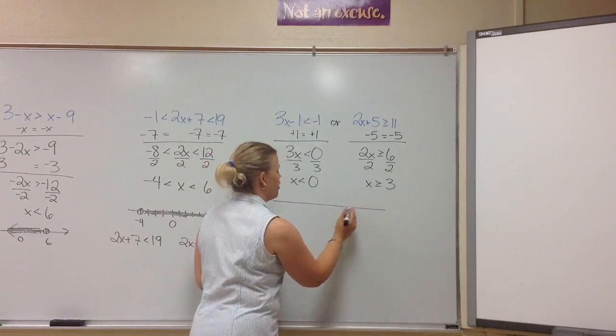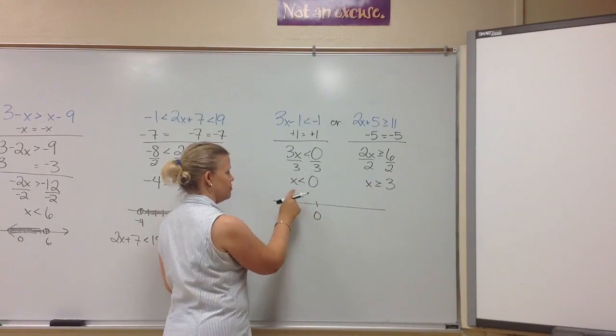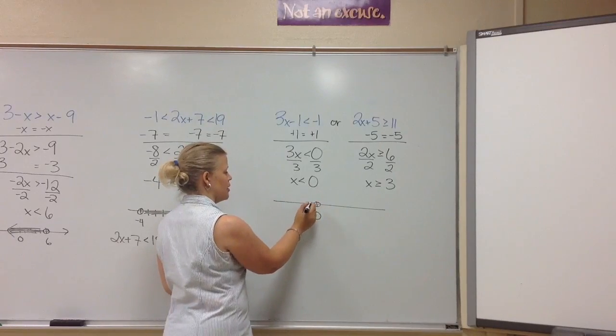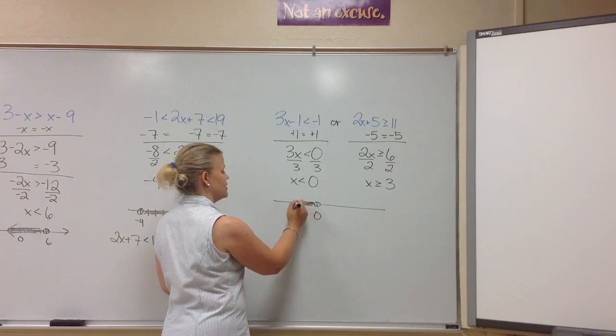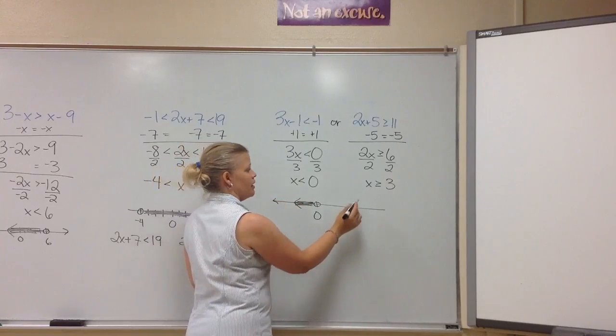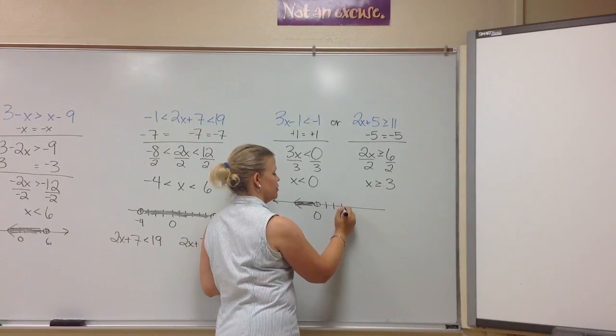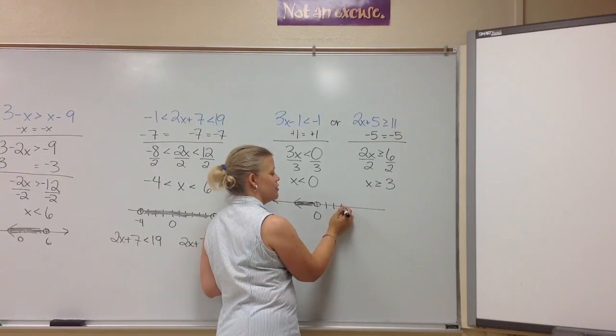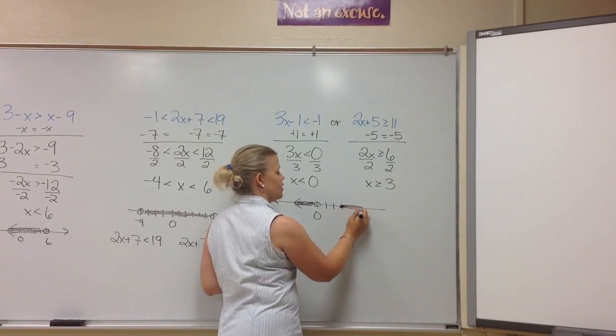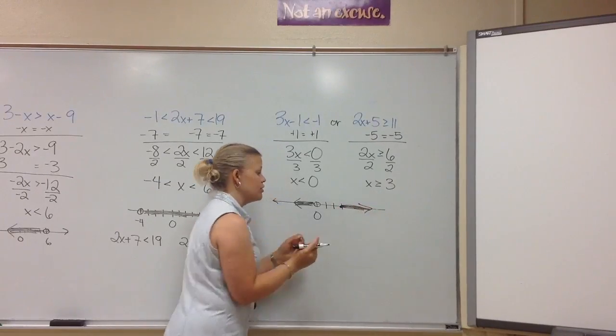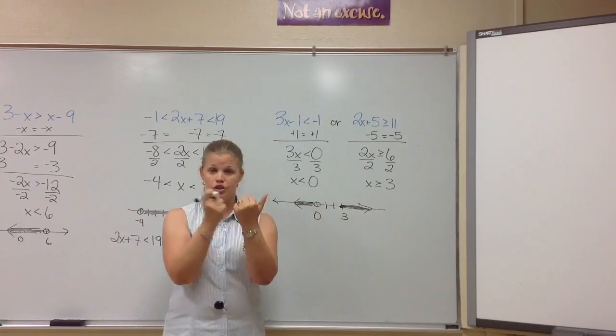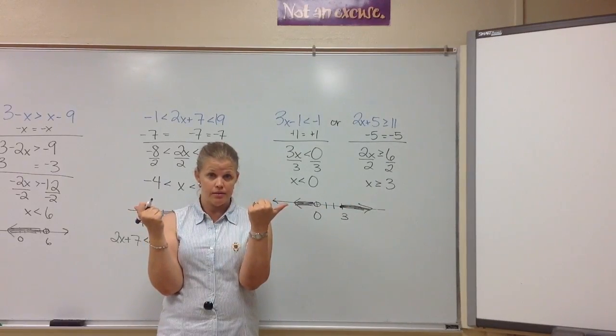Okay, so let's try graphing this. Here's 0, open or closed, open and go to the left because it's less than. Here's 3, open or closed, very good, closed. And we're going to go to the right. And you notice, here we'll label that, it's shooting out the opposite ways, okay?